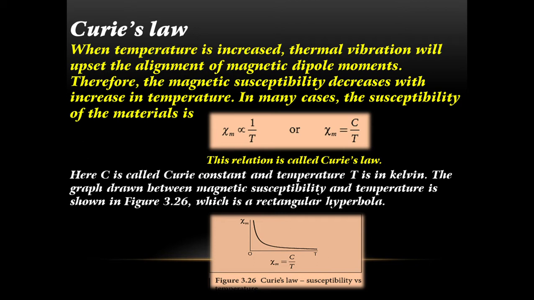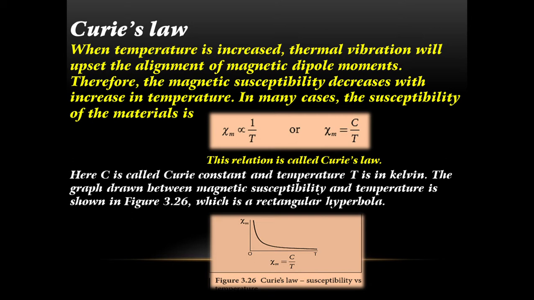The magnetic susceptibility decreases with increase in temperature. In many cases, this is a very, very important formula: psi m is inversely proportional to temperature. Psi m is equal to C by T. Here C is the Curie constant. So, psi m is equal to C by capital T.